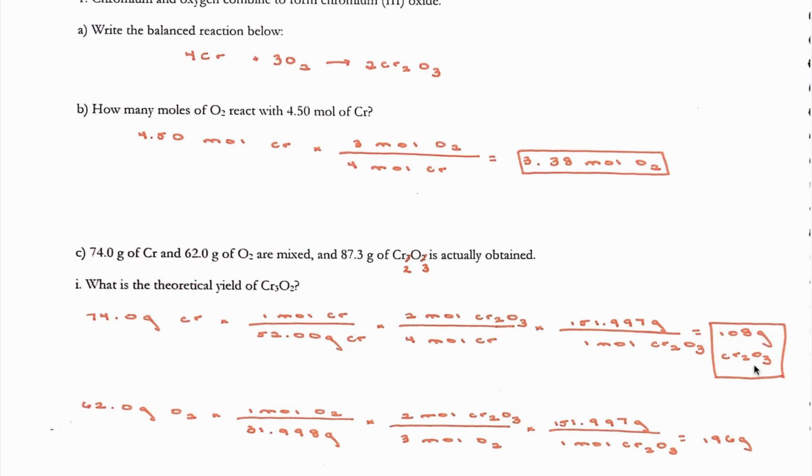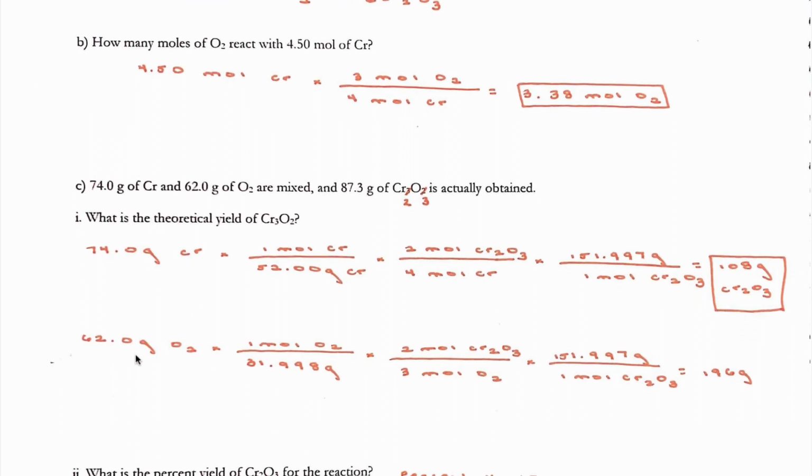I don't know if that's my answer yet, okay, but that's one of the masses. That's the mass that 74 grams of chromium can produce. I then look at oxygen, 62.0 grams of oxygen, and again, I need to get into grams of Cr2O3. So to get out of grams of oxygen, I put grams of oxygen on bottom, moles of oxygen up top. To get out of moles of oxygen, put moles of oxygen on bottom, then I can get into moles of Cr2O3 up top. Then finally, out of moles of Cr2O3 into grams of Cr2O3.